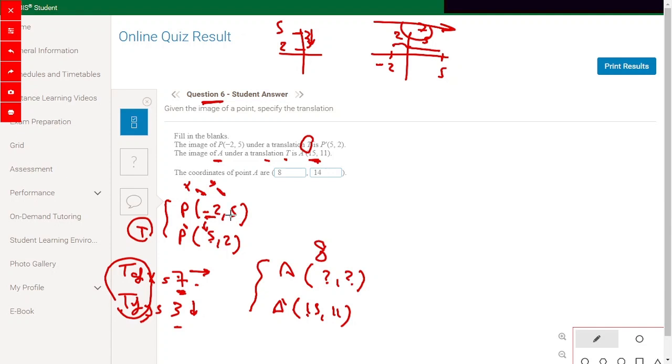Here y was 5 and reached 2. So that means 5 minus 3 equals 2. So here, something minus 3 equals 11. So here it will be 14. So the answer will be (8, 14).